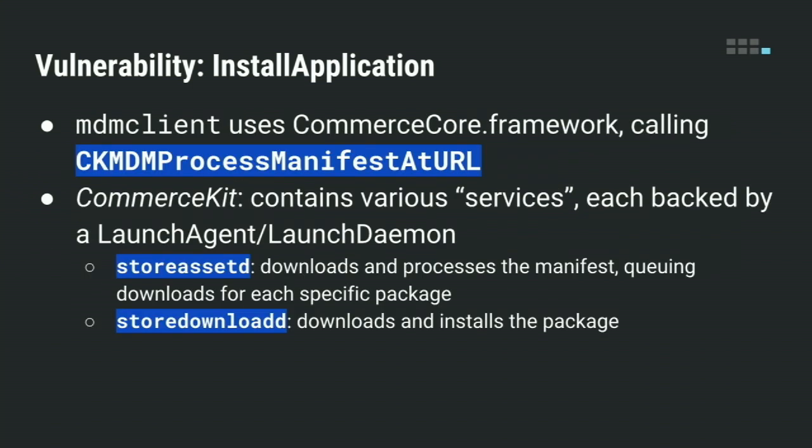Now the way this is implemented, and we're going to go really deep here, MDM client will use the CommerceCore framework. This is part of CommerceKit, which is the private APIs built around the App Store on macOS for other OS services. This framework contains various services. Each are backed by a specific launch agent or daemon, depending on the context. Again, store asset daemon's job is to download and process manifests. And if they're valid, it will leverage store download daemon to download and install them. Now, what happens when MDM wants to install a manifest is it uses a private function called CKMDMProcessManifestAtURL.